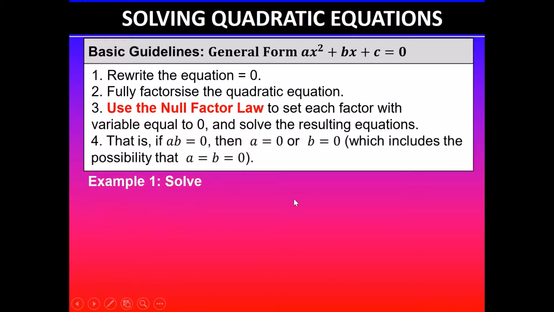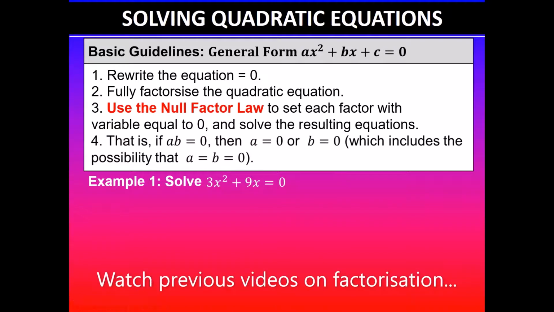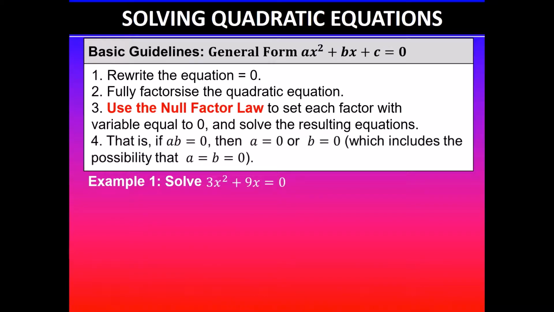So we'll have a look at the first example. It says solve 3x squared plus 9x is equal to 0. Our first step is to rewrite the equation equal to 0, and in this case it's already written equal to 0. The second step says fully factorize the quadratic equation. I've already covered methods of factorization in my previous videos. If you haven't already, please do check that one out.